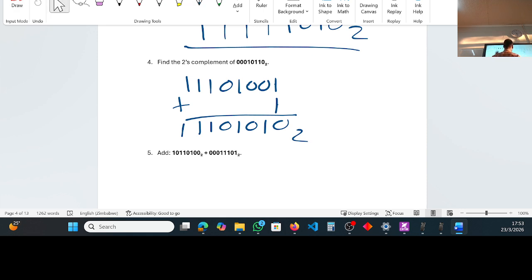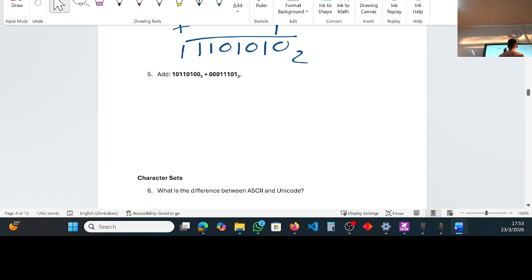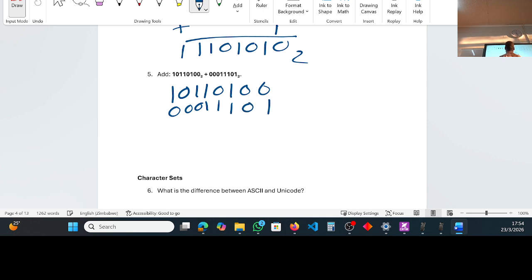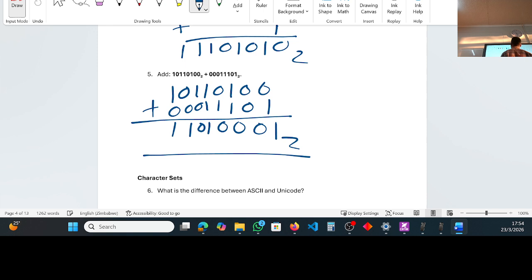Then the next problem, I'm required to do binary addition. So I have 1, 0, 1, 1, 0, 1, 0, 0. Then the other value is 0, 0, 0, 1, 1, 1, 0, 1. Now I'm adding. So when I add there, I get a 1, 0. There I'll get 0. And there I'll get 0. And there I'll get 1, carry 1. And there I'll get 0. I have 1, I have 1. So that's my solution there.